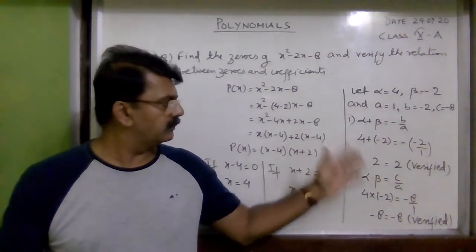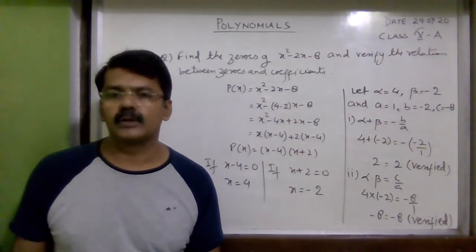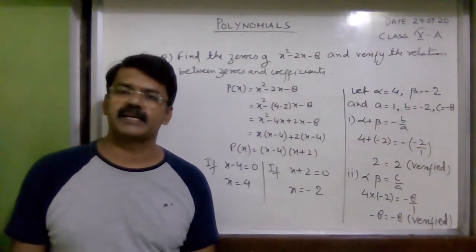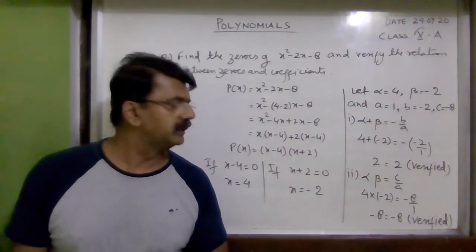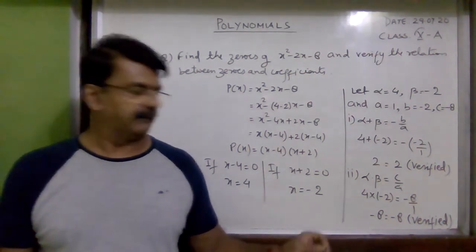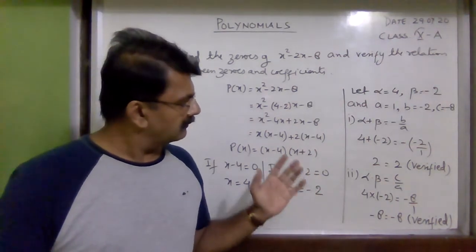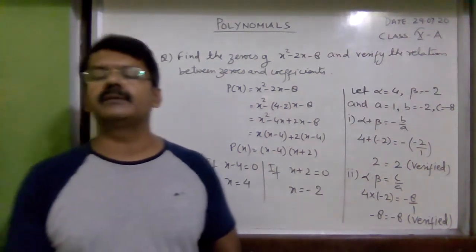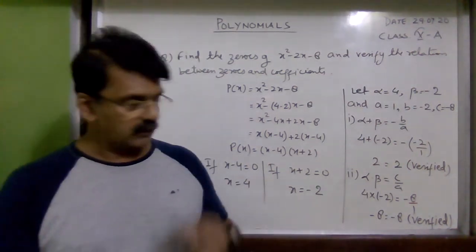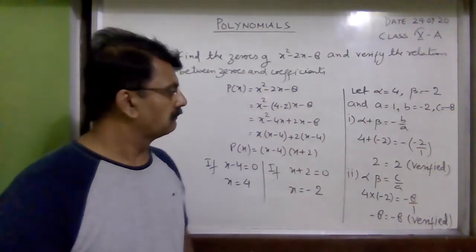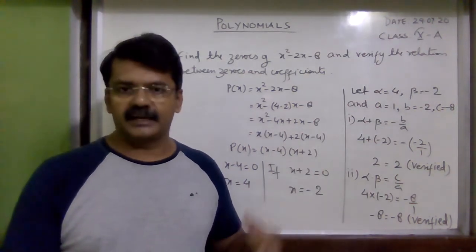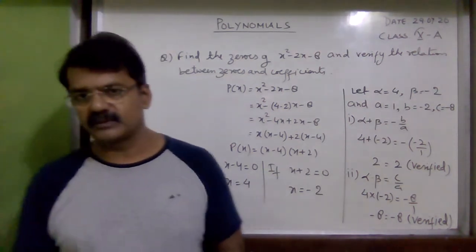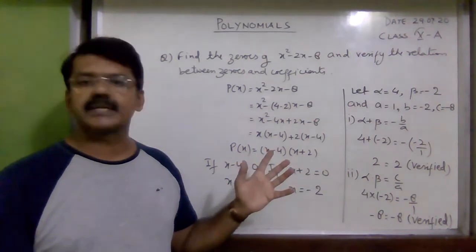Clear? So in both the parts you can see the left hand side is equal to the right hand side, means we have verified that alpha plus beta is equal to minus b by a, and alpha into beta is equal to c by a. So today I explained the relation between zeros of a quadratic polynomial and the coefficients of that quadratic polynomial, and we did few sums on that. So I hope these sums are clear to you.